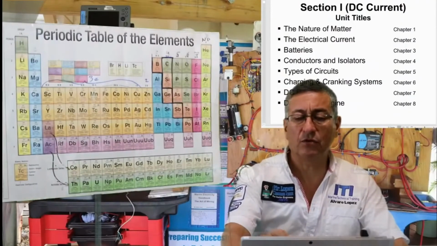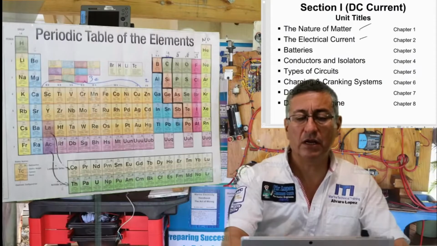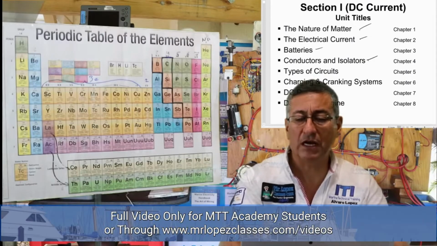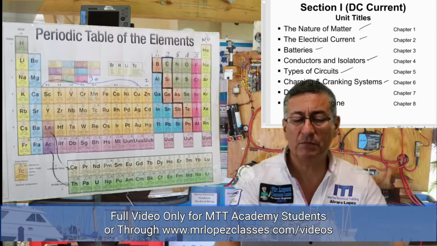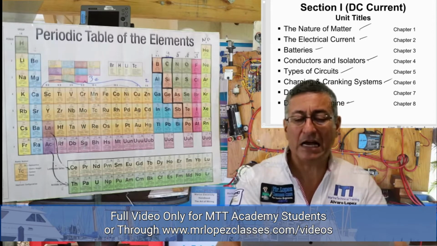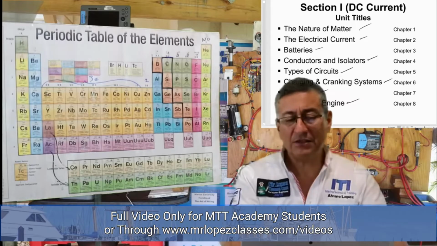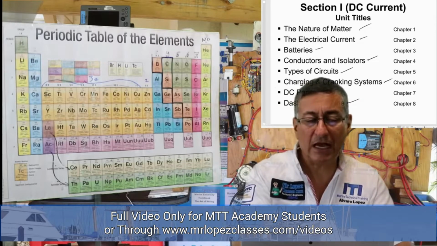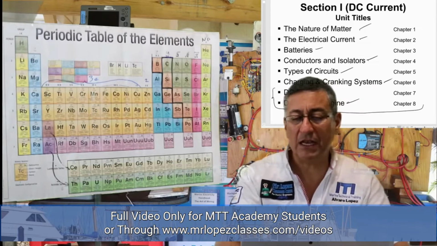We are going to cover the nature of matter, electrical current, batteries, conductors and insulators, types of circuits, cranking and charging systems, DC panels, and the dashboard. Yes, the last two chapters are the DC panel and the dashboard.